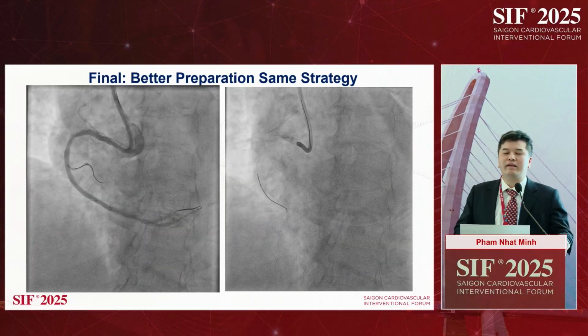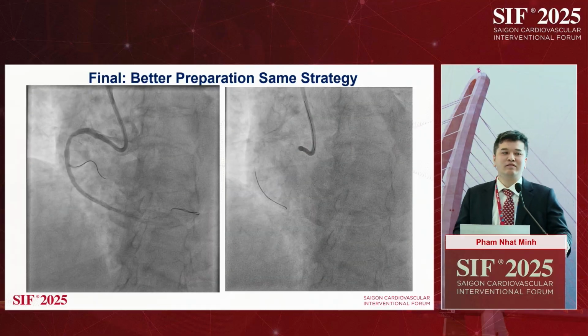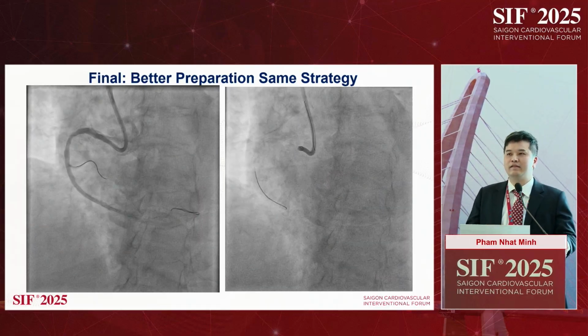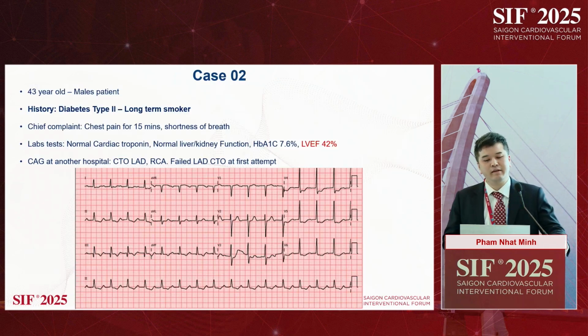So with the same strategy, we can finish the case with quite a better preparation, better collateral tracking, and better guide wire, and we use a dual lumen catheter in order to finish the case.